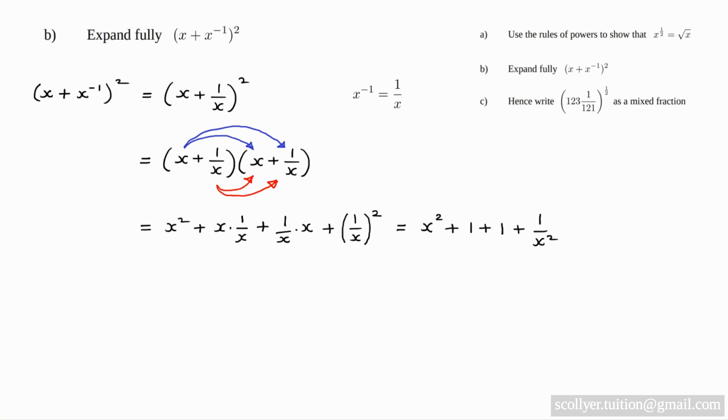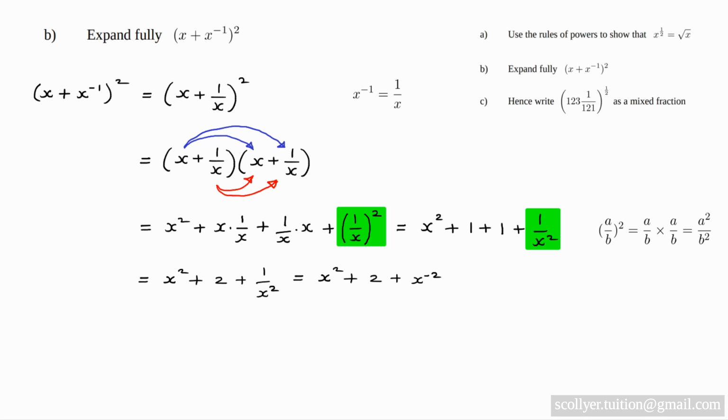Which becomes x squared plus 1 plus 1 plus 1 over x squared, where 1 over x all squared becomes 1 over x squared by the application of this rule. A over b all squared equals a squared over b squared. And so finally we have x plus x to the minus 1 all squared equals x squared plus 2 plus 1 over x squared, or x squared plus 2 plus x to the minus 2.